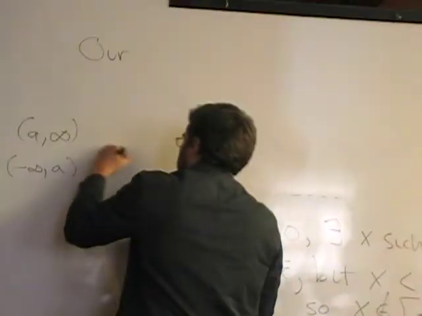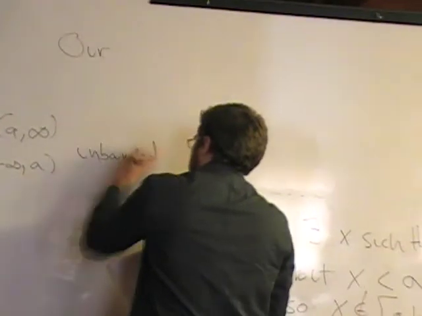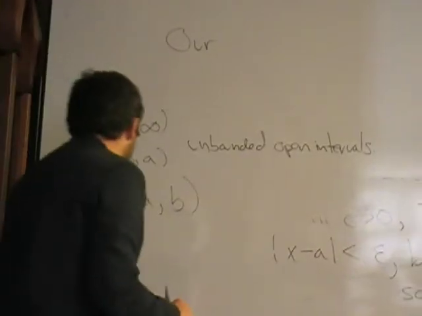Which reminds me, did I mention that these are unbounded open intervals? I think I forgot to say. So these are unbounded open intervals. And in fact, the one we were just discussing, A, B, where you include A but not B. In fact, you can do the same thing like this. You can have A, B like that. Think about what that means.